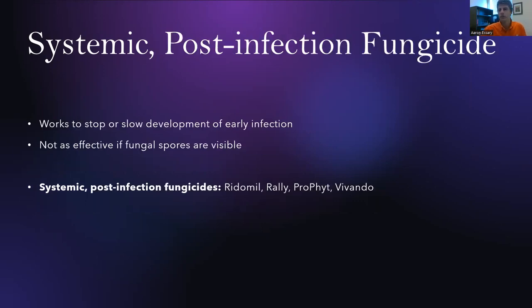So systemic post-infection, again, kind of the same thing, but this works to slow or stop a disease that's already been infected. It's not as effective if fungal spores are visible, but again, you've all been in the vineyard, you scout, you see some black rot, it's like, oh, I should spray it, it's good. Again, just post-infection to pre-infection, it's always good to stay on the preventative pre-infection side.